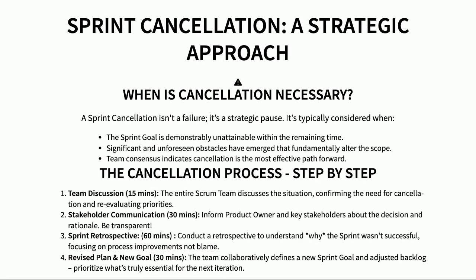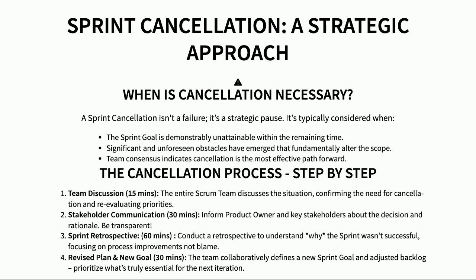Okay team, let's talk about sprint cancellations. It's not something we want to do, but sometimes it's the smartest move. We only consider a cancellation when our initial goal is truly unreachable due to major obstacles or changes in scope. The key here is transparency and collaboration. First, the entire team needs to have an open discussion to confirm if cancellation is necessary. Then we'll let the product owner and relevant stakeholders know about the decision, explaining why it's happening.